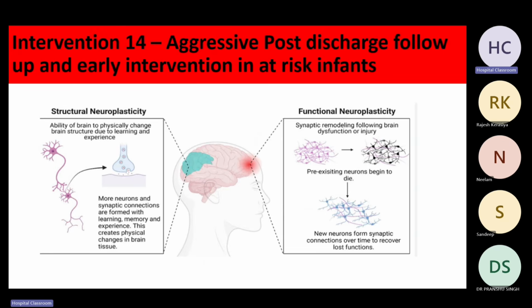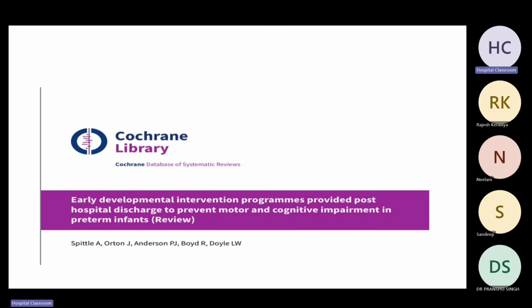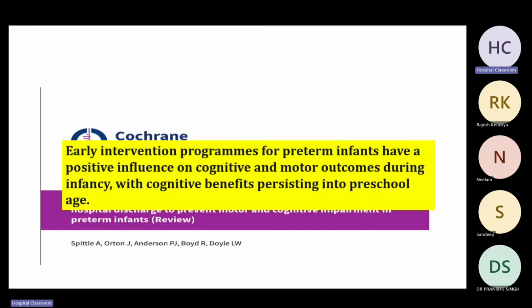Okay, and what this concept of early intervention relies on is the concept of neuroplasticity. That is, up to the age of 2 to 5 years, there is still a window of chance that if you pick up the children early and if you intervene at an early stage, you can prevent the long-term neurological morbidity to a greater extent. That is why there have been multiple systematic reviews and meta-analyses, this one being the latest one from the Cochrane. Even this one shows that early intervention programs for preterm infants have a positive influence on the cognitive and motor outcomes, with cognitive benefits even persisting into the preschool age.